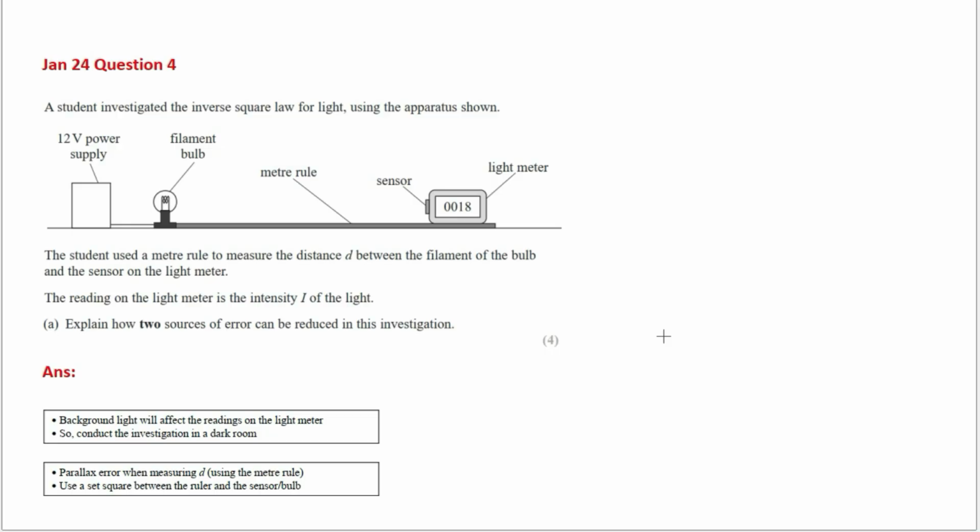Then, this is a 4-mark question, so 2 marks won't cut it. The next 2 points would be, there will be parallax error when measuring the d. So use a set square between the ruler and the sensor. Let me show you what they mean. So let's say this is your ruler. The ruler might not be perfectly horizontal, right? It can make an angle like this or this. So that will create parallax error. So for that, you can use a set square to ensure that the ruler is perfectly horizontal.